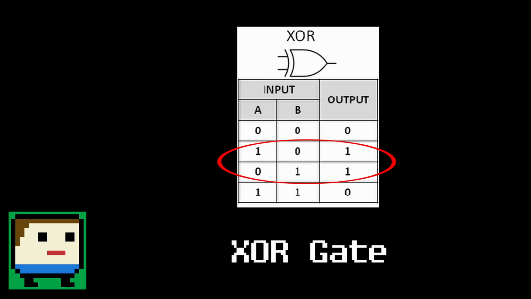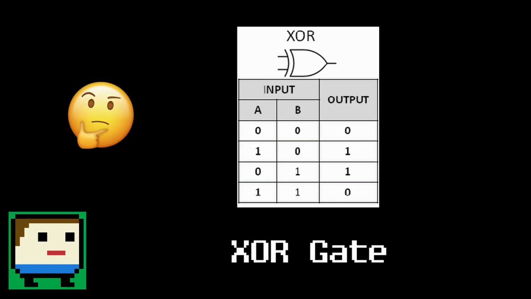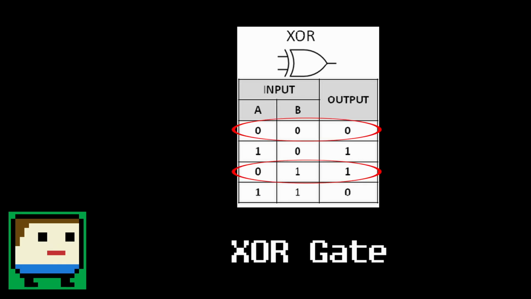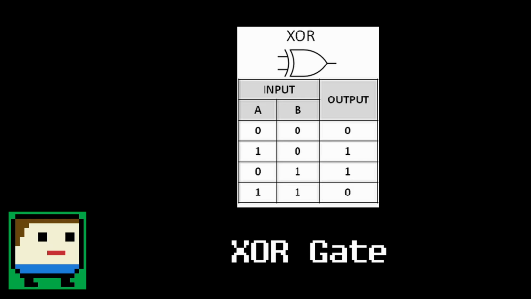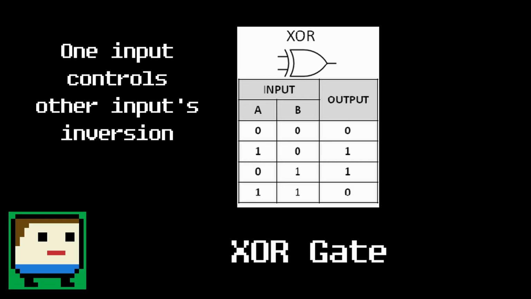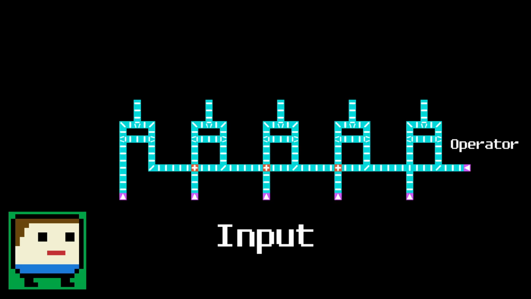That might not sound very helpful, but here's another way you can think about it. Notice how when the first input is 0, the output is equal to the second input. And when the first input is 1, the output is the inverse of the second input. So in a way, you could say that one input is controlling whether or not the other should be inverted, and we can take advantage of that. If we XOR each input bit with the operator bit, that'll invert the input when the operator is 1 and leave it unchanged when it's 0.